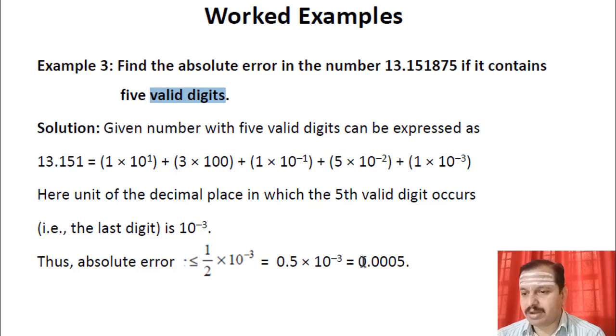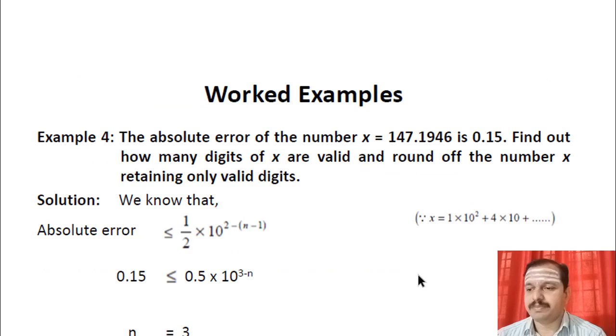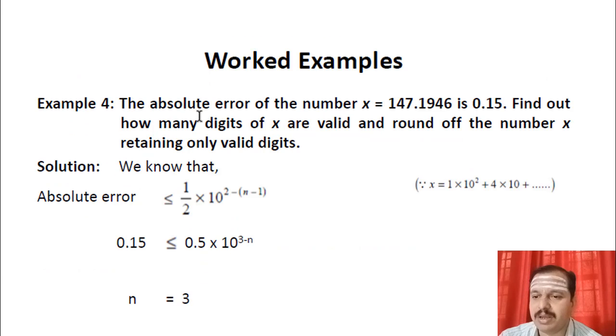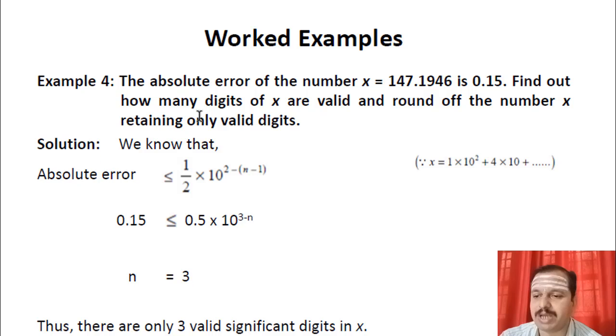And now this completes the solution of example number 3, in which we have computed the absolute error in the evaluation of this number if it contains only 5 valid significant digits. Now please have a look at this problem. This is the next example.